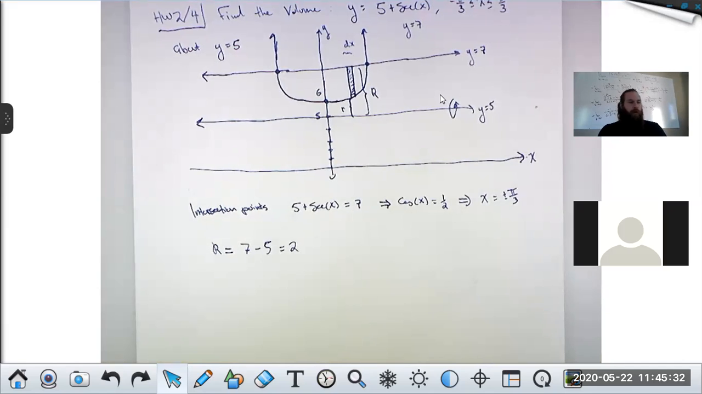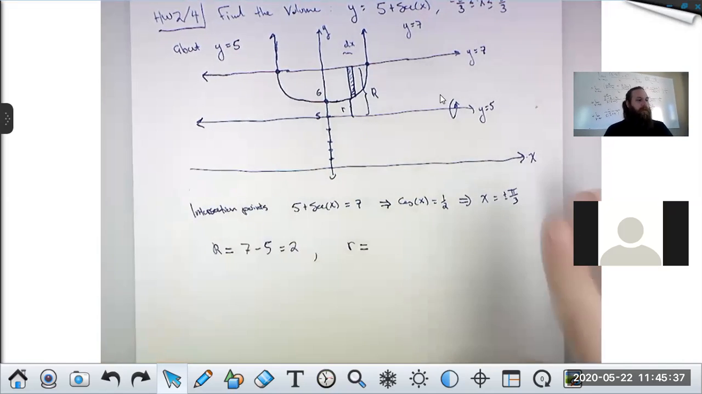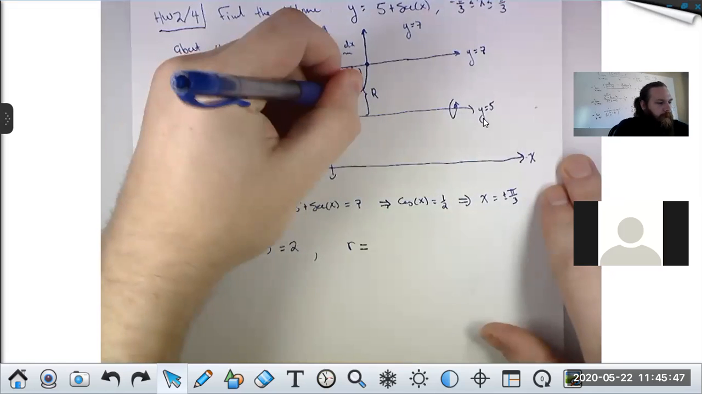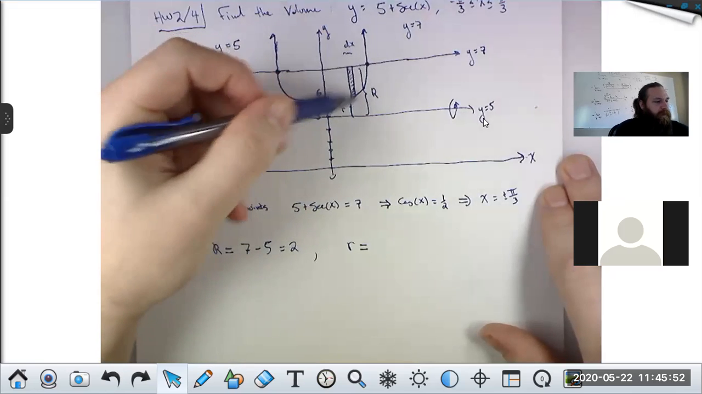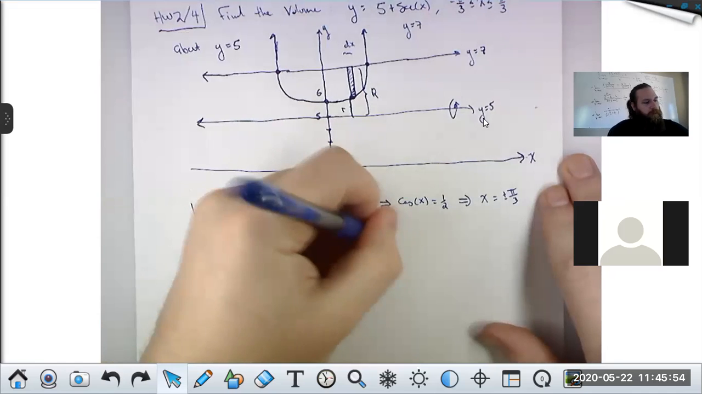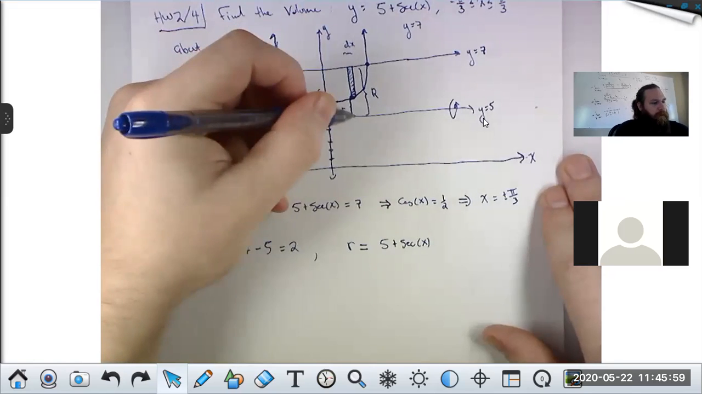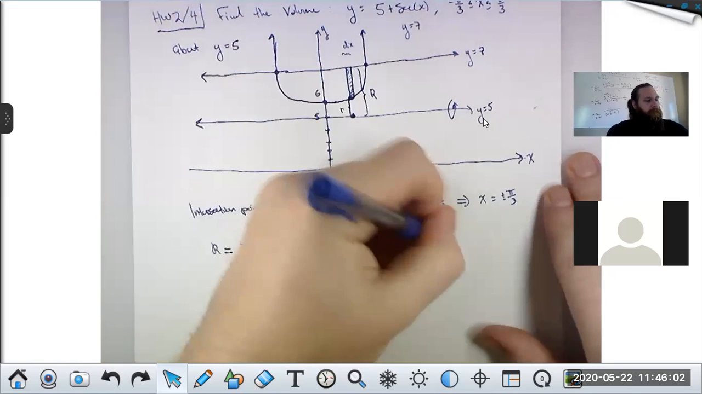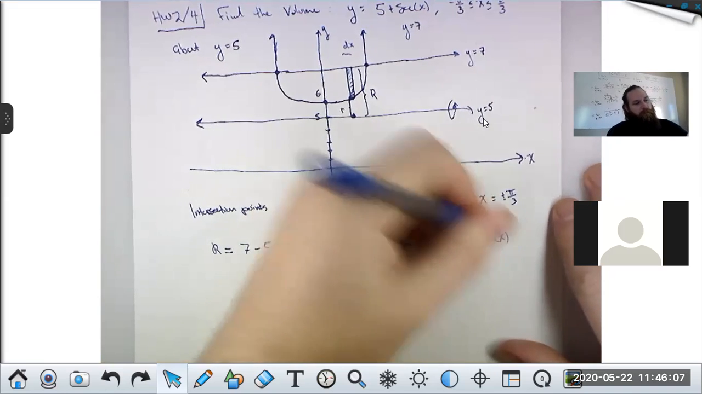All right. What about little r? This one is not constant. Very good. So it's the y value here at this point, and I'm along the graph y equals 5 plus secant x. So it's 5 plus secant x minus the y value down here, which is 5. So this is just secant x.